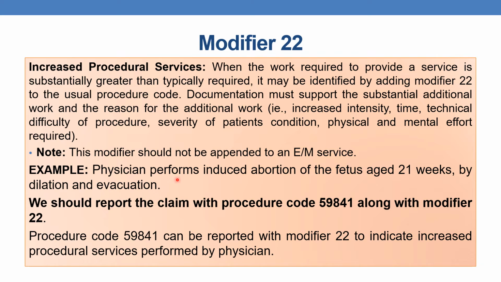So in this case, when the physician performs abortion of a fetus aged 21 weeks, we should report the claim with procedure code 59841 along with modifier 22. The procedure 59841 can be reported with modifier 22 to indicate increased procedural services performed by the physician.